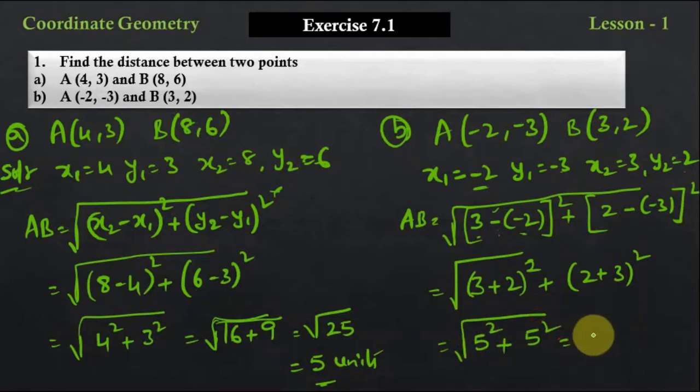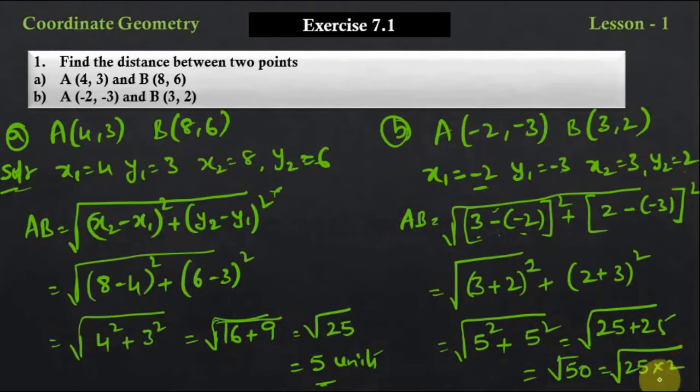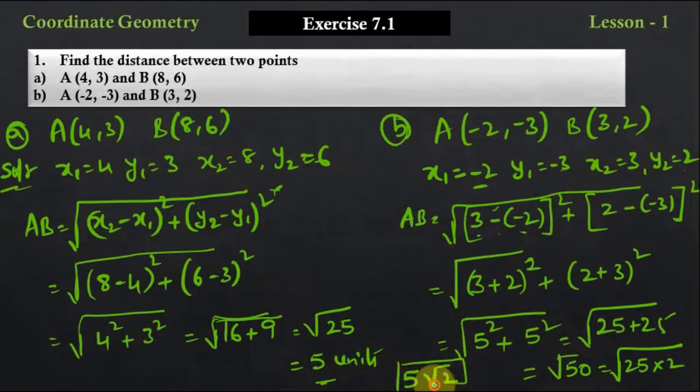So how much? 25 plus 25, square root of that is equal to how much? Root 50. So root 50 can be written as 25 into 2, isn't it? Then this 25, square root of 25 is how much? 5. So that will come out. So the final answer will be 5 root 2 units.